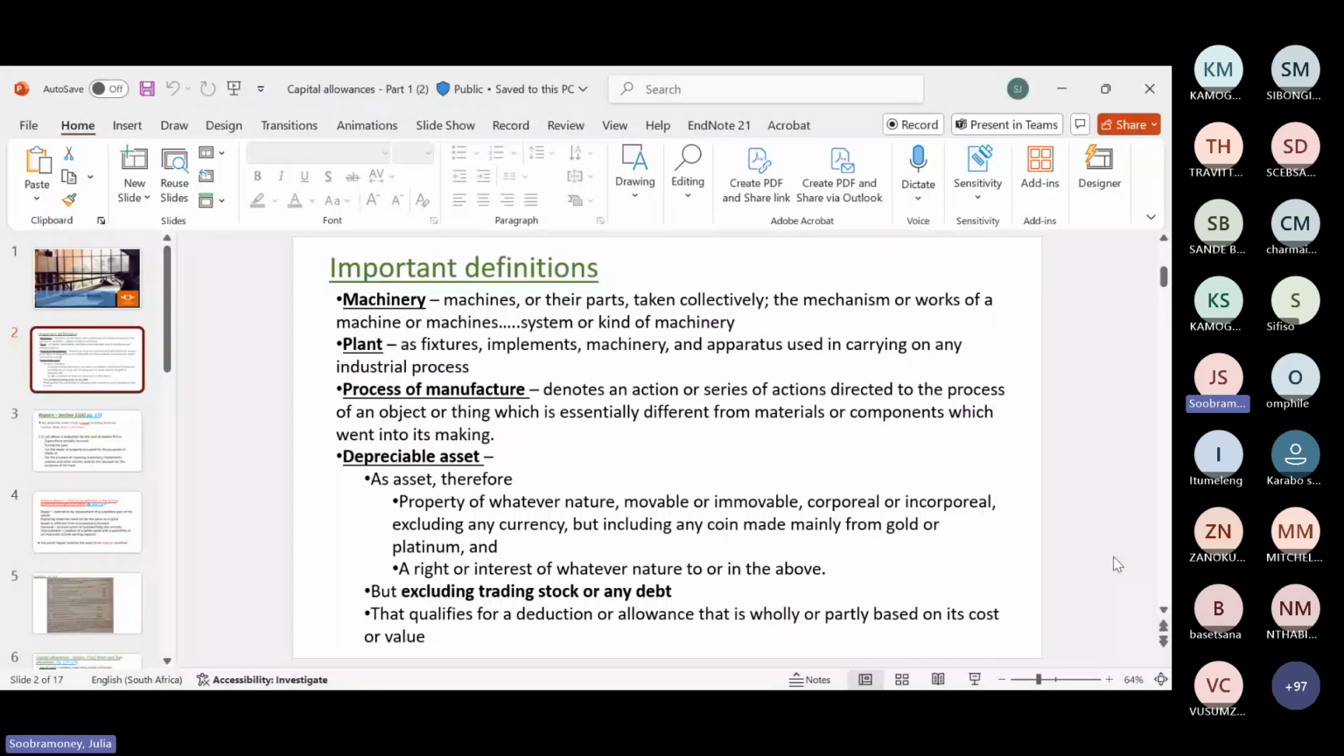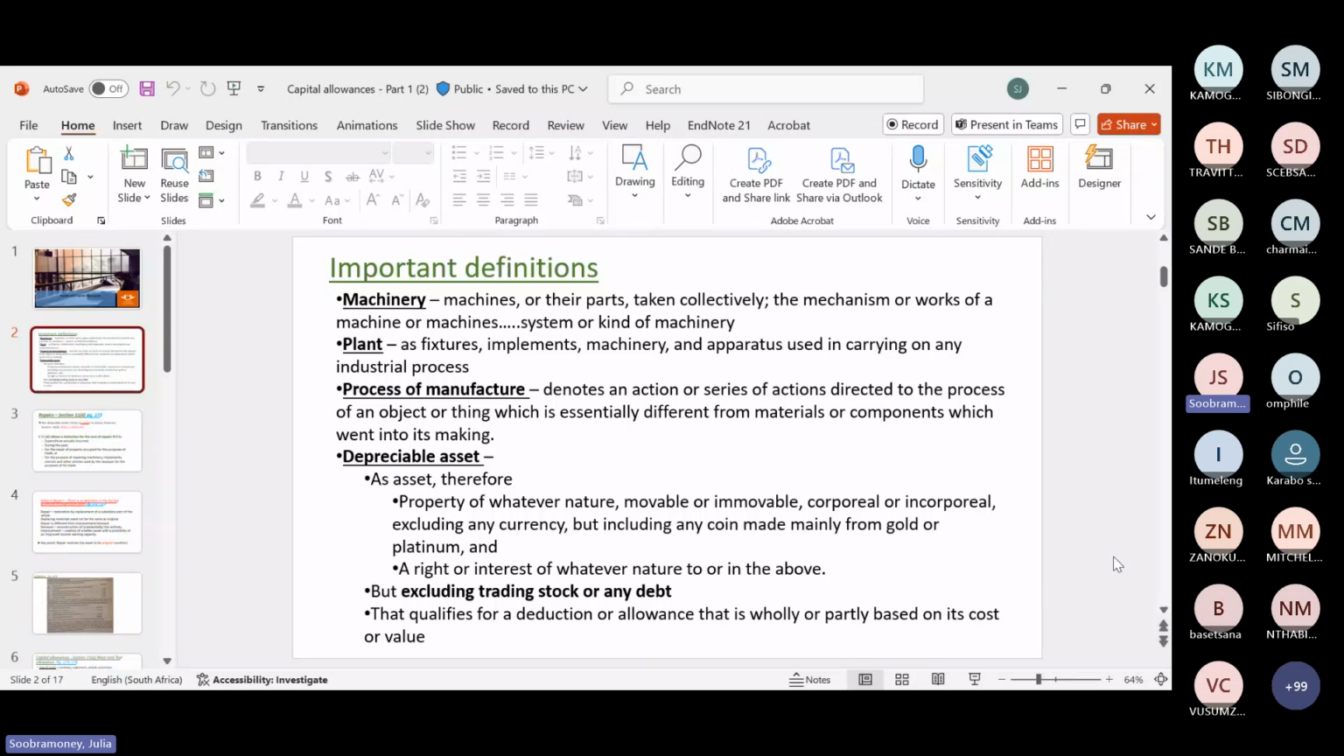Plant is fixtures, implements, machinery, apparatus used in the carrying on of any industrial process. So that is important. When you see plant, you know that there's an industrial process happening. So it's not like your ordinary business. Maybe, for example, you're selling groceries. That will never be plant, right? Maybe if you're manufacturing vehicles, or you're manufacturing, I don't know, microwaves or something like that, those machines can be seen as plants.